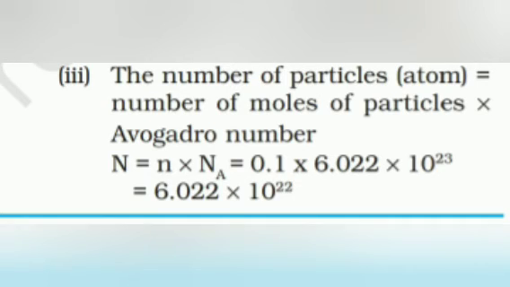Next, 0.1 mole of carbon is given. So to calculate the number of particles, that is the number of moles of particles into Avogadro's number. So multiply the given moles by Avogadro's number, and we'll get the answer, that is 0.1 into 6.022 into 10 to 23. Multiplying by 0.1 reduces the power by 1, so 23 becomes 22. So the answer is 6.022 into 10 to 22.